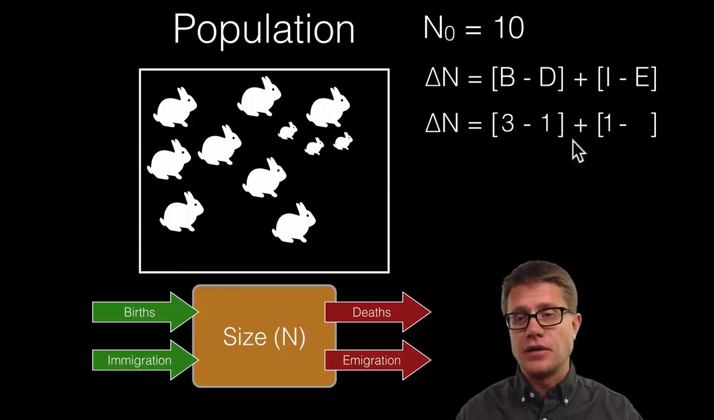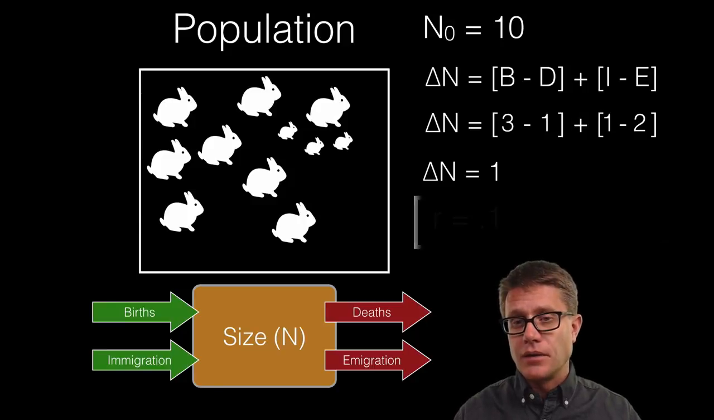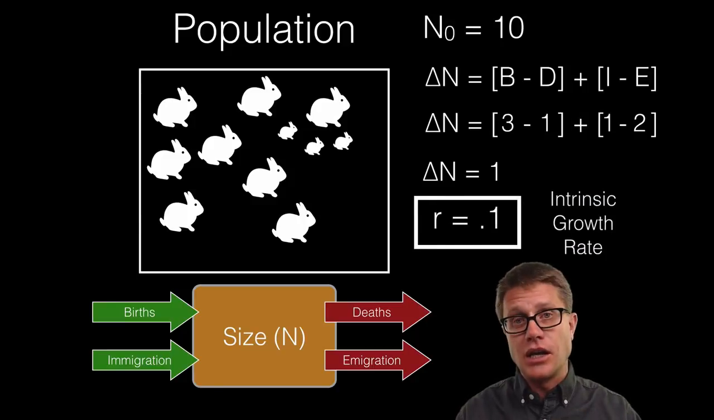It looks like 2 left, and so we would put a 2 right here. And so the delta N, or the change in N, is simply going to be 3 minus 1 plus 1 minus 2, or 1. That's the change, or we've seen an increase in 1. Now what's the growth rate? The growth rate is going to be the change divided by the initial population. So 1 divided by 10 gives us a 10% growth rate, or 0.1 is our growth rate.